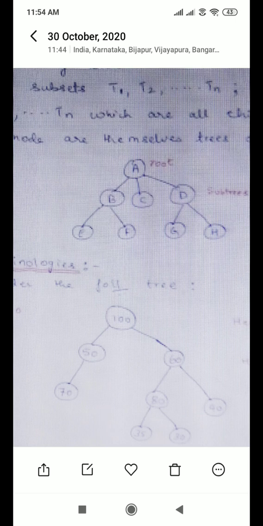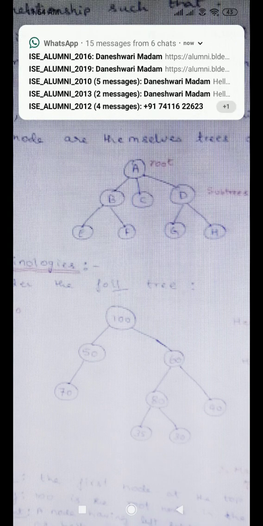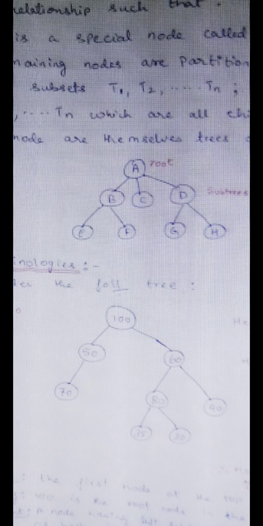Leaf nodes: the nodes which do not have any subnodes are called leaf nodes. See here, 70, 35, 30 and 40 are leaf nodes. Internal nodes: except the leaf nodes, all other nodes are called internal nodes. External nodes: the nodes having no L link or R link. For example, 70 has no L link and R link, and similarly 30. These are called external nodes.